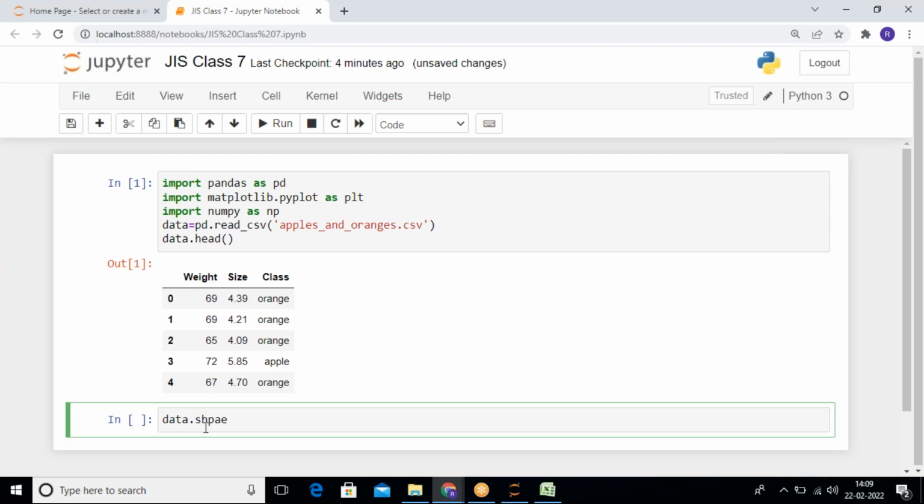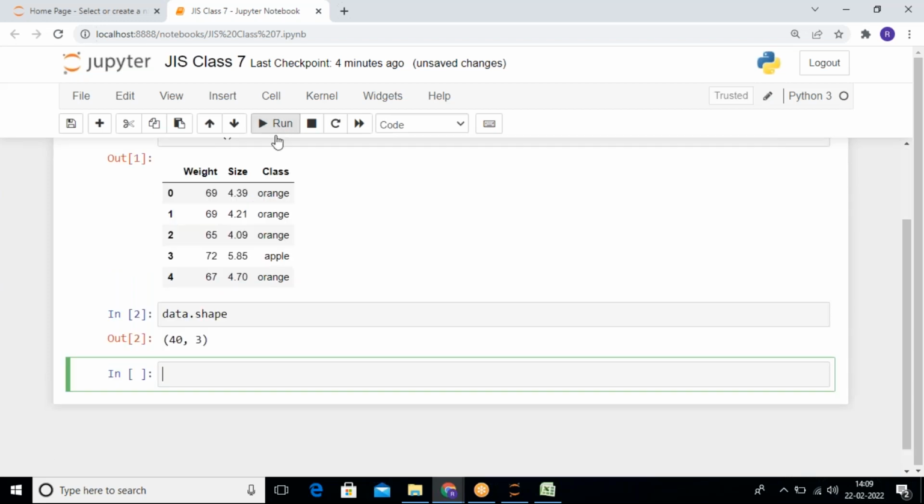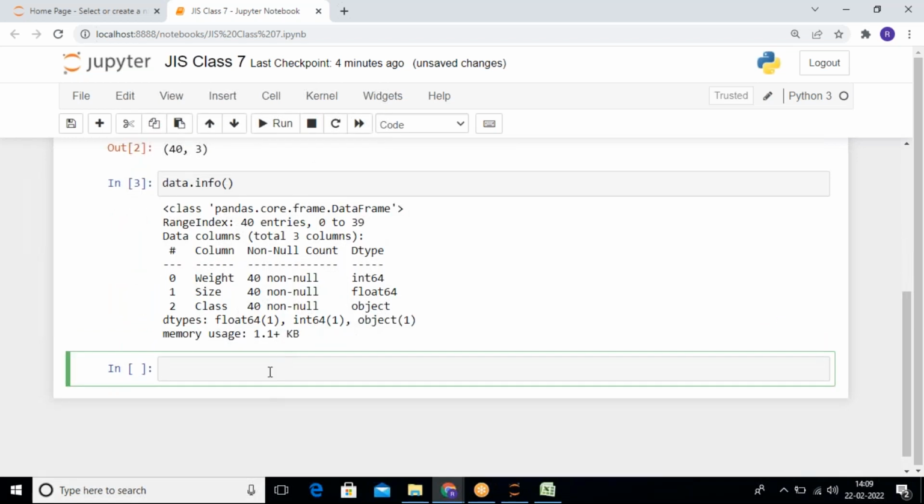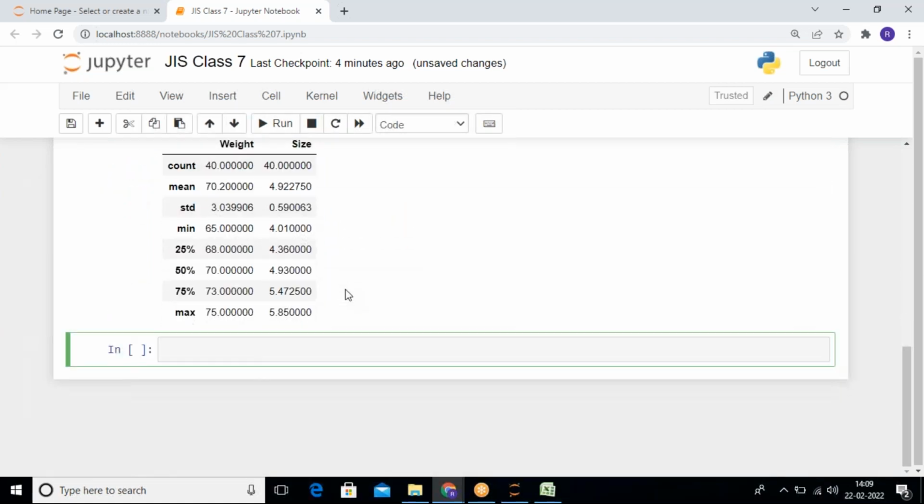Data dot shape. 40, 3. Data dot shape, na. Then data dot info. Let us see the info of this data set. It is a data frame, and one column is integer, one column is float, and the other column is basically string. Integer and string, na. Okay. Data dot describe. So this is basically the data.